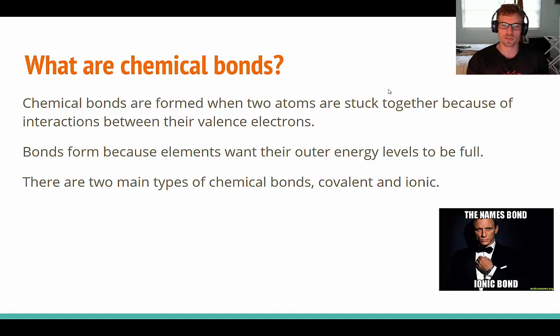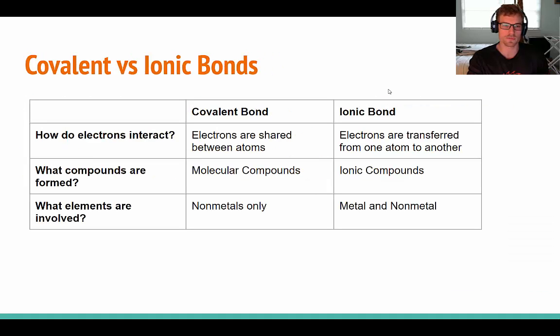There are two main types of chemical bonds, covalent and ionic. Let's look at the properties of those. In a covalent bond, the electrons are being shared between atoms. They form molecular compounds, and they involve nonmetals only. In contrast, we have ionic bonds. Here, electrons are being transferred from one atom to another. These form ionic compounds, so that's pretty easy to remember. In this case, they involve metals and nonmetals. Let's take a look at each of these in a little more detail.